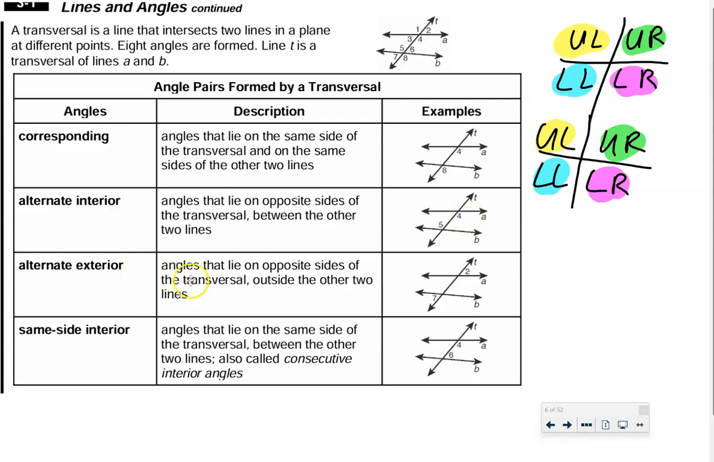Here, alternate exterior, angles that lie on the opposite side of the transversal, outside of the two lines. So they alternate, but they stay on the outside, not inside the two lines. Alright, and now you have same side interior angles. Angles that lie on the same side of the transversal between the other two lines. They're also called consecutive interior angles. You'll see that in a minute. But right here, you've got 2 angles. They're on the inside, and they're on the same side interior.